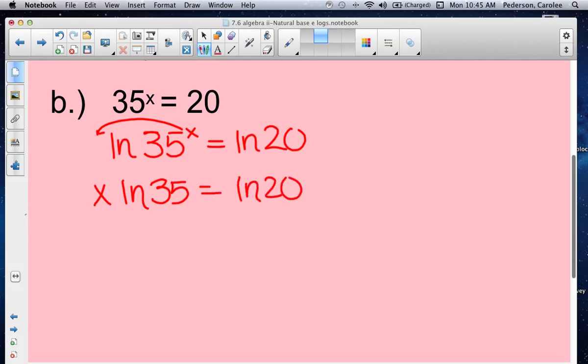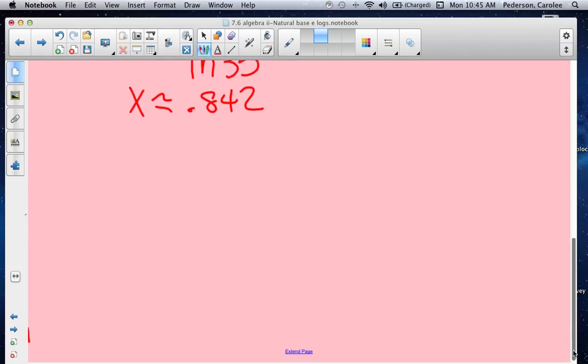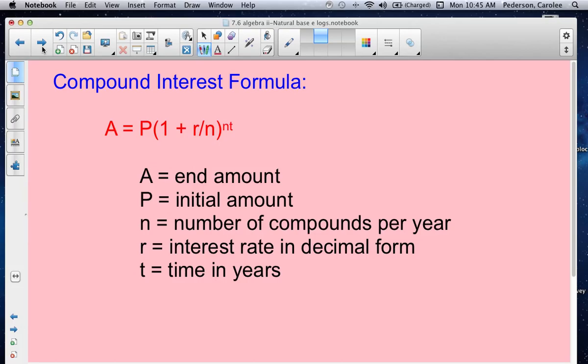Then we can undo that natural log of 35, so we divide both sides by natural log of 35. Now with our calculator, enter in the natural log of 20 divided by the natural log of 35. And we get approximately 0.842. Again, substitute these values back into the original equation and check to see, do you get the correct answer? I'm going to stop the slide here.